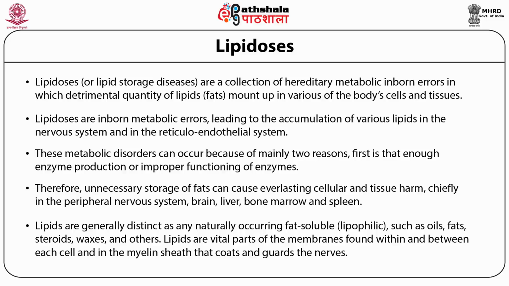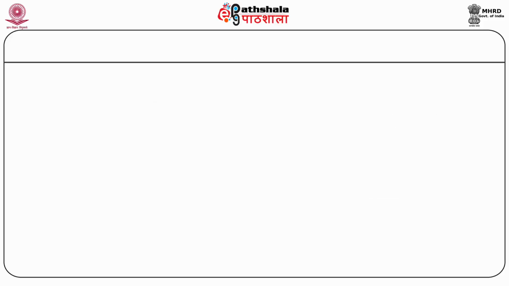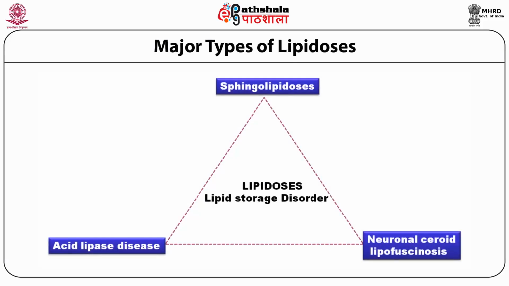Lysosomes are the main organelle which metabolize and convert lipids and proteins into smaller parts for energy production. Lipid storage diseases are related to diverse disorders which are hereditary, mostly occurring due to deficiency of lysosomal enzymes. The major types of lipidosis are the lysosomal storage diseases. This is a kind of lipid storage disorder, and it can be seen in a triangular form.